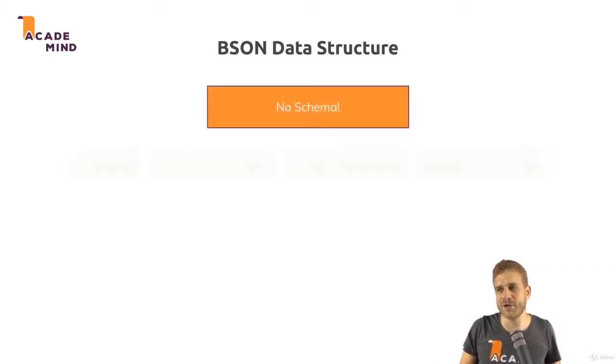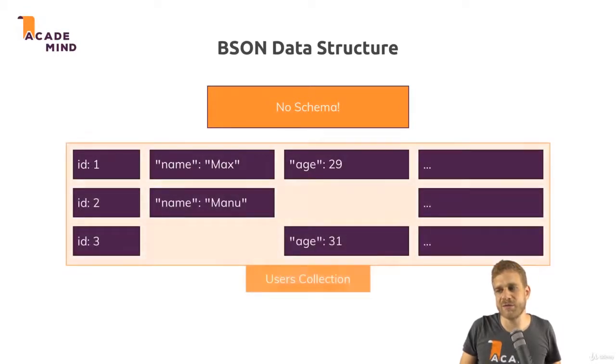So we got no schemas in MongoDB. If we have multiple documents in one and the same collection, they can have different structures. That is one thing I mentioned in the last video.